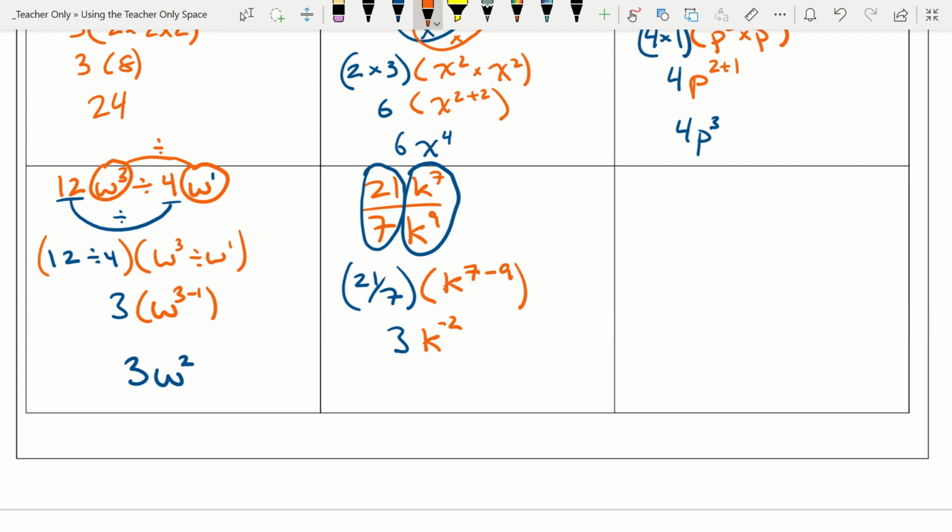Now notice that k to the minus 2 has a negative in the exponent, so we want that to be positive. So what we're going to do is rewrite that over 1, and we can take the k and flip that to the bottom, so we'll end up with 3 over k squared. By moving the k to the negative 2 to the bottom, this becomes positive instead. So now we have a positive exponent, so 3 divided by k squared.